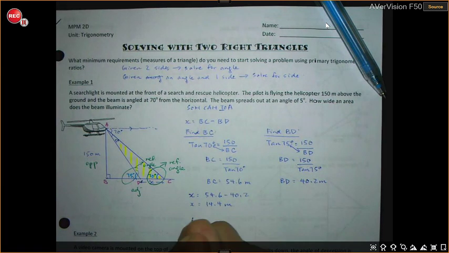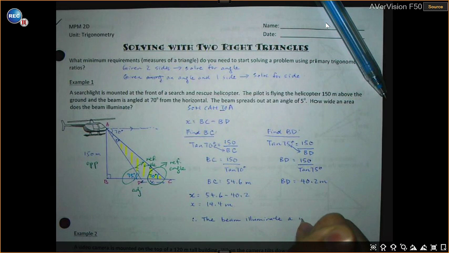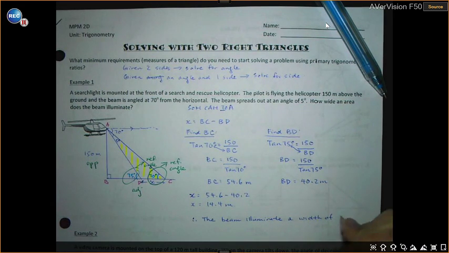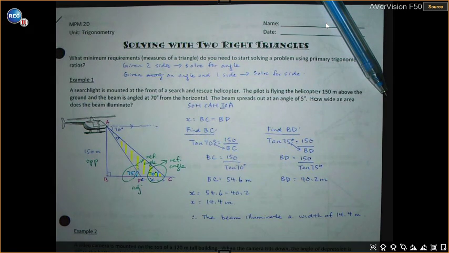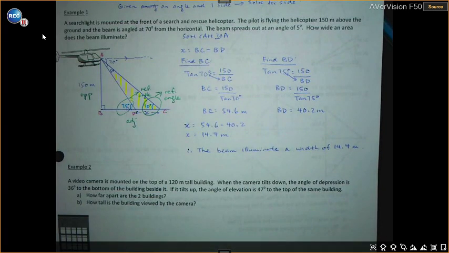So therefore, the beam illuminates a width of 14.4 meters. All right, so that's example 1.